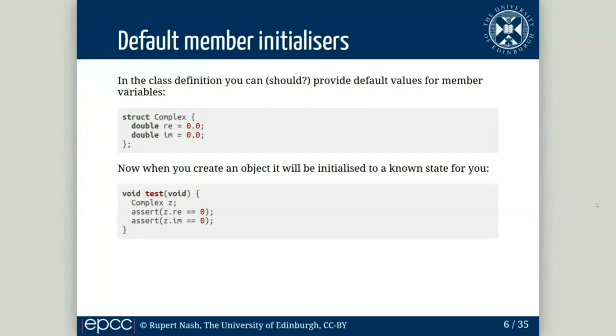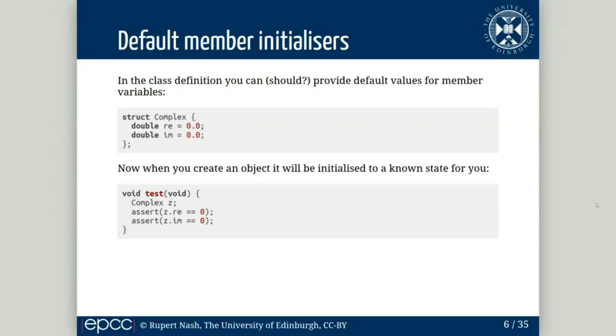Now we've said should here in brackets, and you might say, well, why is it should and not must? Well, it's certainly, as I said, good practice, and also the compiler will generate the code to actually set those values for us, and we can't forget to do it. So when we get that complex number in the test function there, although we're asserting that re is equal to zero and im is equal to zero here, they will be, because that's what they've been set to in the declaration or definition of the struct. And so we can be assured that that's the case.